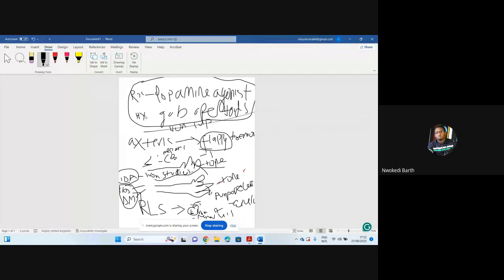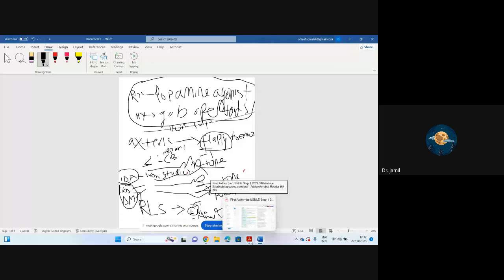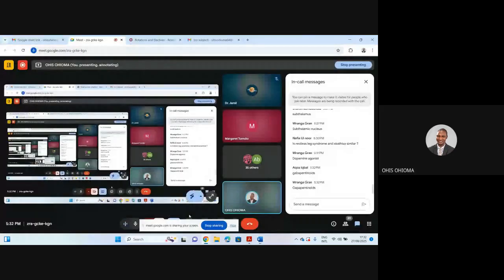Is gabapentin different from gabapentinoids, or are they all the same? It's the same thing. It's the same class of family. And what about pregabalin? It's also included with gabapentin. I don't know. I won't say what I don't know.